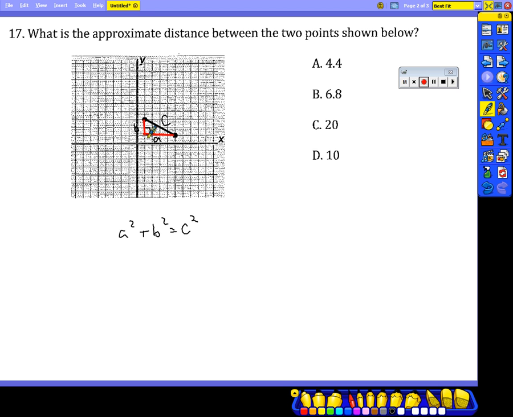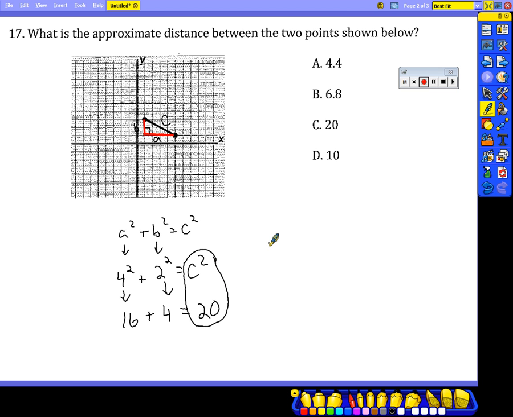And side A, if I had to count it, it'd be 1, 2, 3, 4 units. So side A is 4, so I'm going to have to square that in a little bit. Plus side B is 1, 2 units. I'll square that later. And that's going to equal C squared. So 4 squared is 4 times 4 is 16, plus 2 times 2 is 4. So 16 plus 4 is 20. So C squared equals 20.